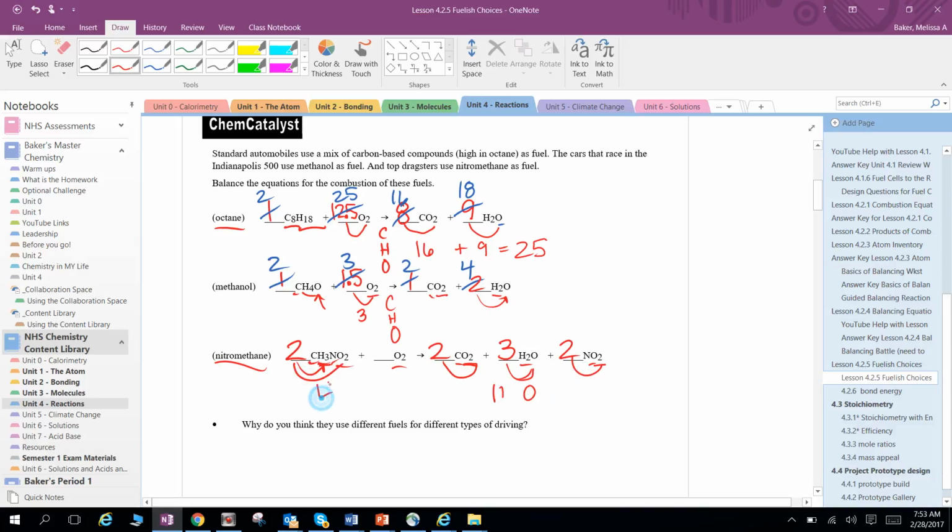On the left side, I've got 4 here, and I need 7 more. So I can temporarily use a decimal. 3.5 times 2 is 7. So now I can double everything and get my correct coefficients. 4, 7, 4, 6, 4.